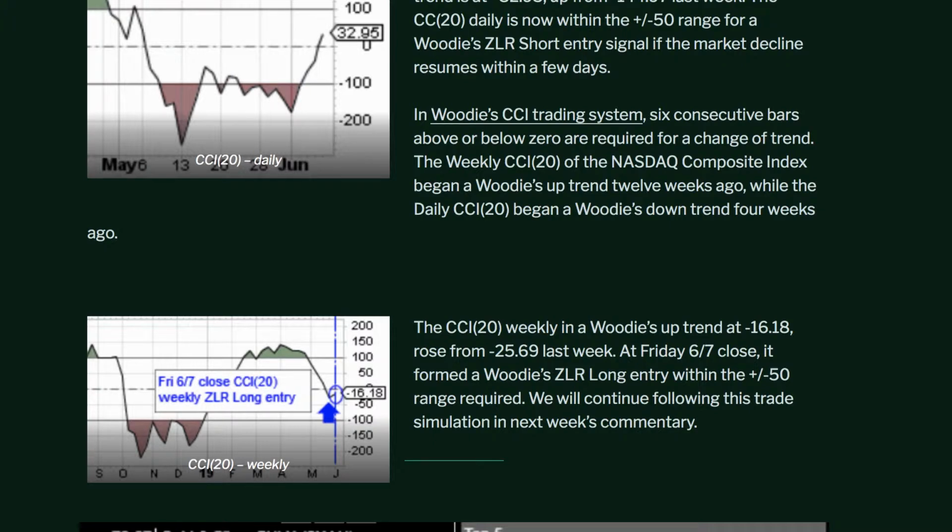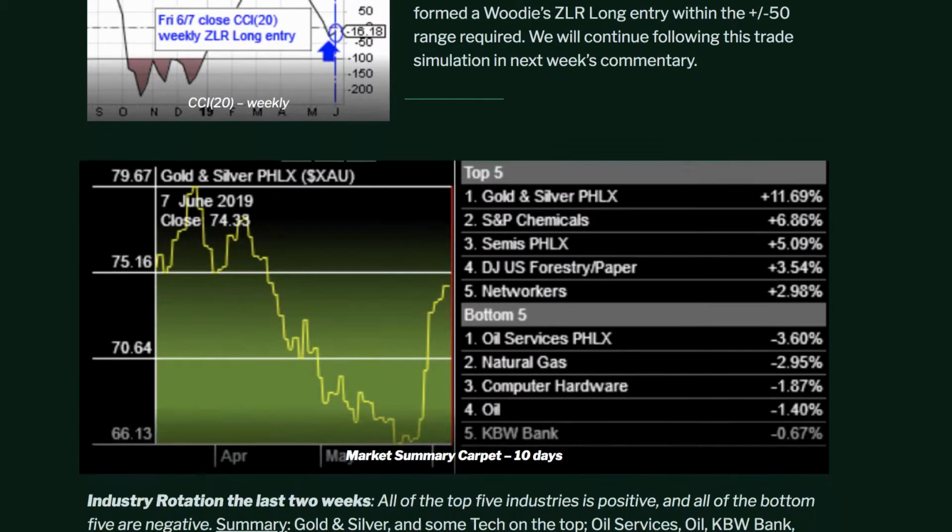The weekly CCI 20 of the Nasdaq Composite Index began a Woody's uptrend 12 weeks ago, while the daily CCI 20 began a Woody's downtrend 4 weeks ago. The CCI 20 weekly in a Woody's uptrend at negative 16.18 rose from negative 25.69 last week. At Friday's 6-7 close, it formed a Woody's zero-line reject long entry signal within the plus or minus 50 range required. We will continue following this trade simulation in next week's commentary.